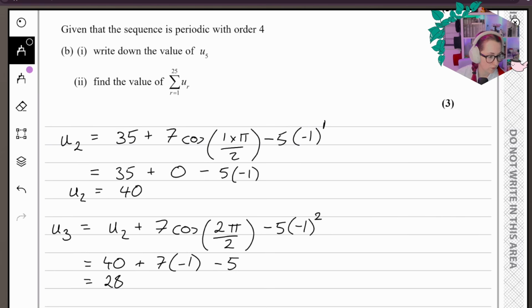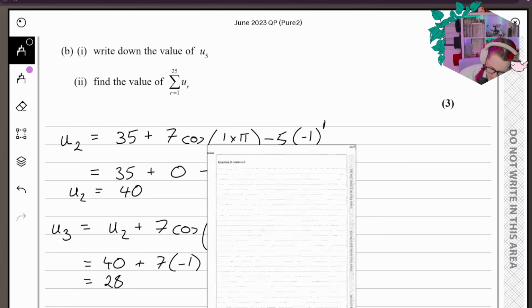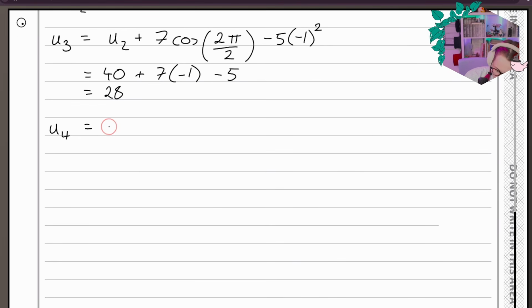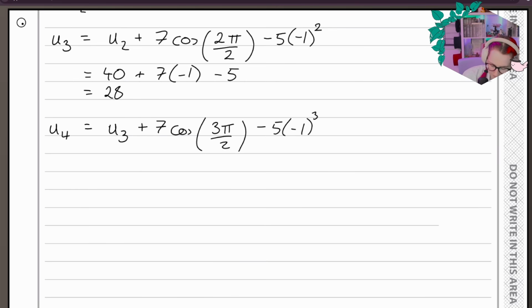And U4 is going to be U3 plus 7 cos 3 pi over 2 minus 5 times minus 1 to the 3, which is 28 plus 7 times cos of 3 pi over 2, which is going to be 0 again, minus 5 times minus 1 to the 3. Minus 1 to the 3 is minus 1, so we can leave that alone.